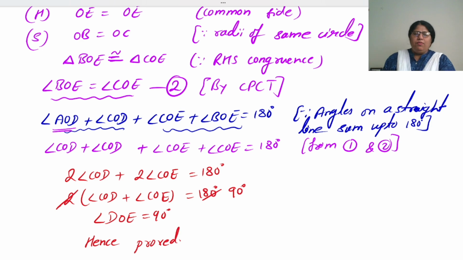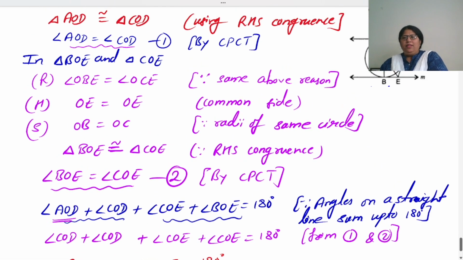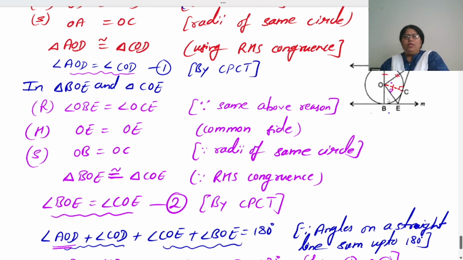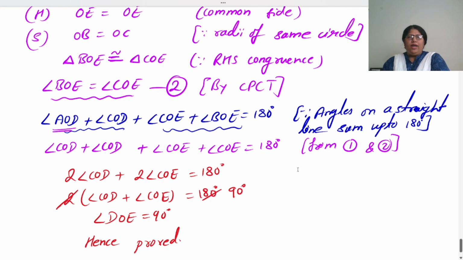Right, so what you need to remember here in this question, the main thing is that you have to join the third point of contact to OC, take the upper two and downside two triangles, prove the congruency and take the straight angle property. Okay, thank you, hope you got this question.